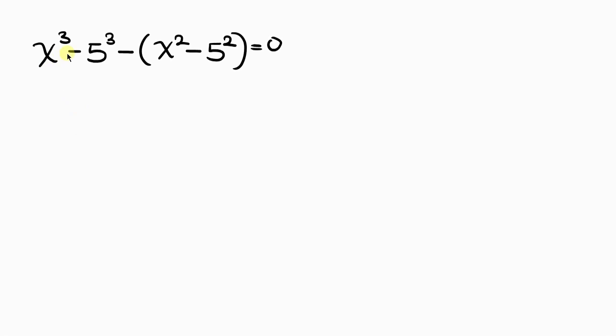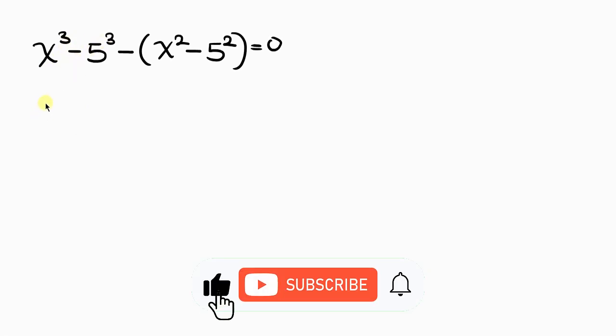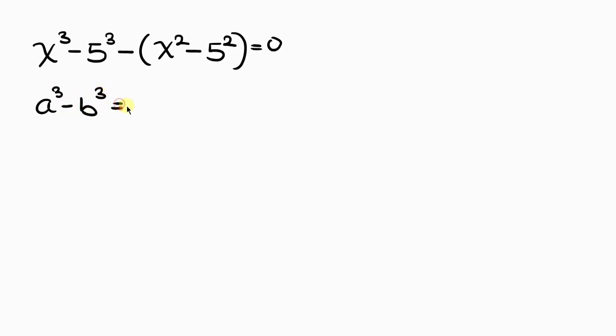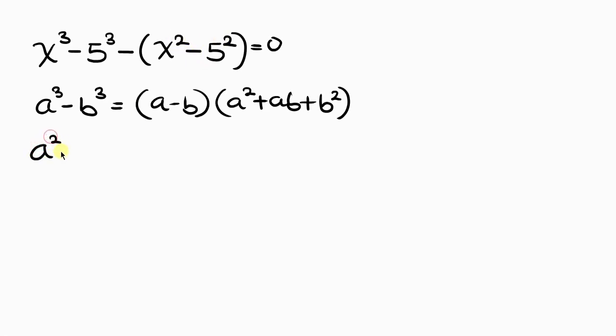So for the property of difference of two cubes, for example, when I have a cubed minus b cubed, this is the same as a minus b times a squared plus ab plus b squared. So this is a property of difference of two cubes. And then for the difference of two squares, maybe I have a squared minus b squared. This is the same as a minus b times a plus b. So let's apply this one after the other.